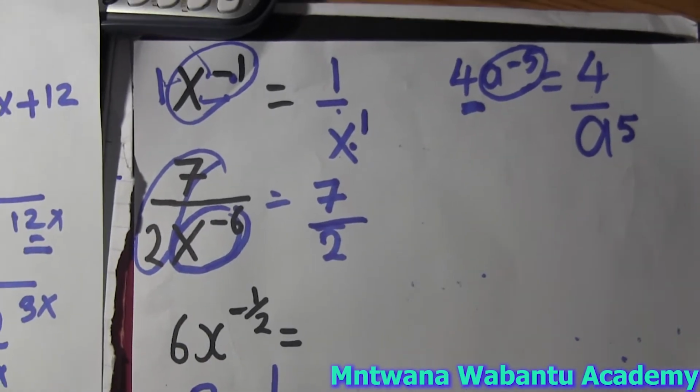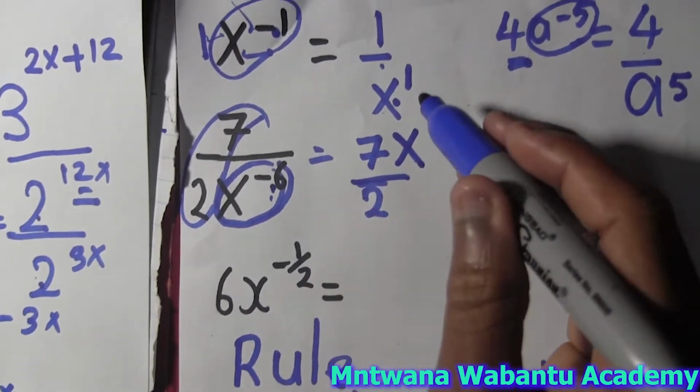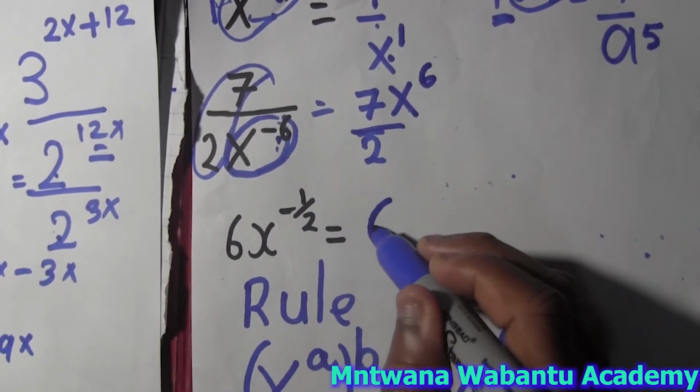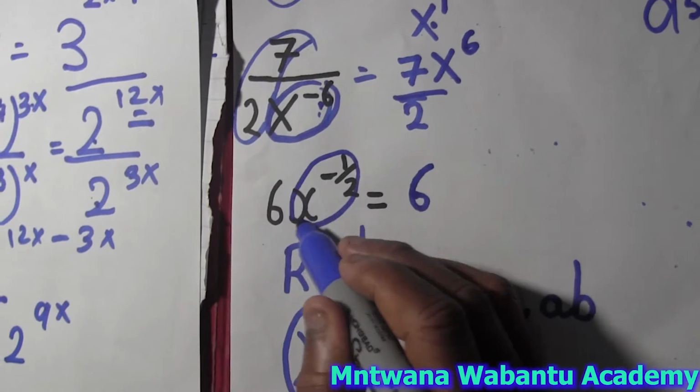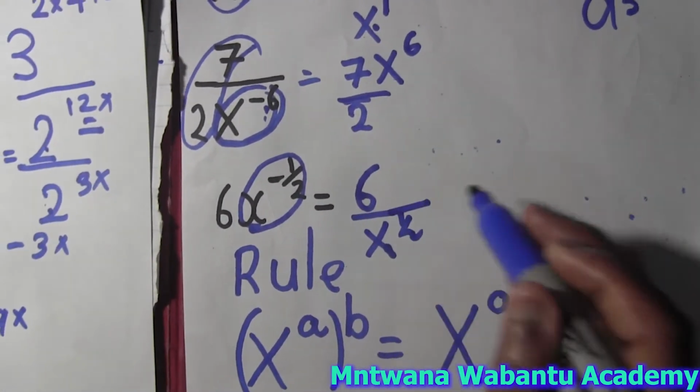So we're going to take it to the top. So this is going to become x. You see this sign here is negative, so when you reciprocate it's going to become positive. Same here, so it's going to become 6. See, this one is going to go to the bottom, so x is negative, right? So it's going to become positive half.